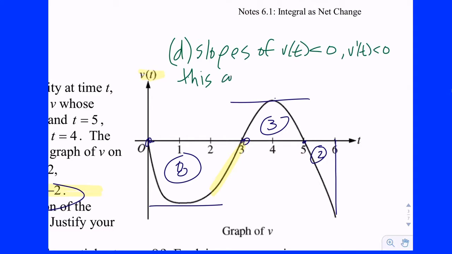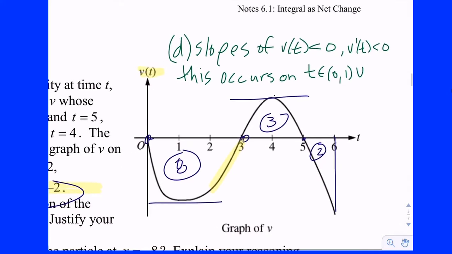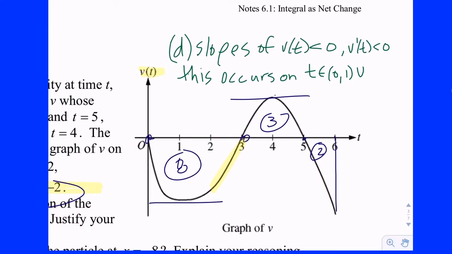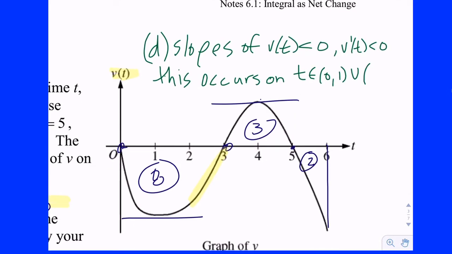This occurs on the interval from... Now, you could use interval notation or inequality notation. I like interval notation. So I'm going to go ahead and say T epsilon 0 to 1 union what? 4 to 6 or 5 to 6? The slope's not negative from 4 to 5? It is, yeah. So from 4 to 6. And again, there's no units. Or you could say 0 less than T less than 1, and 4 less than T less than 6. Either one.